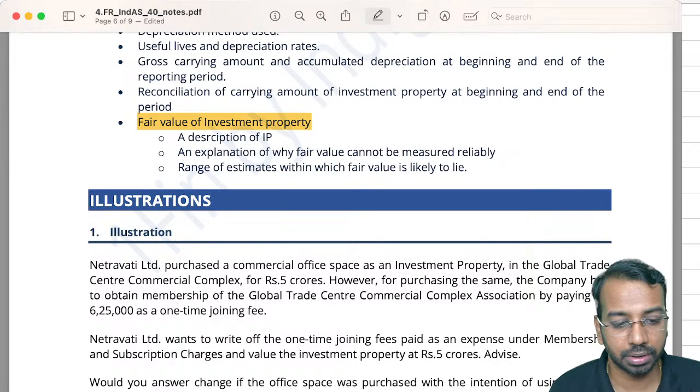Now, there was a requirement to solve illustration 5 from the study material. So, let me just open that.